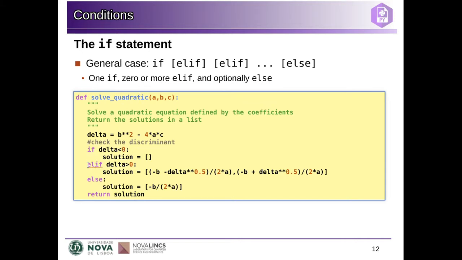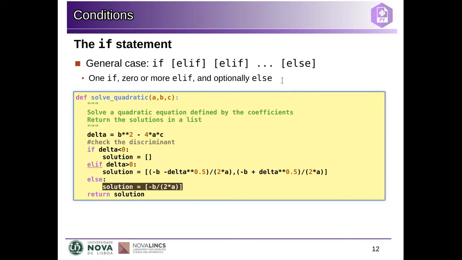If it's false, it checks the elif following that. If the condition is false, it checks the other elif if you have more. If all of them are false and you have an else, it executes the code on the else branch. But once the execution enters one branch, it will ignore all the others. So only one of the branches will be executed.